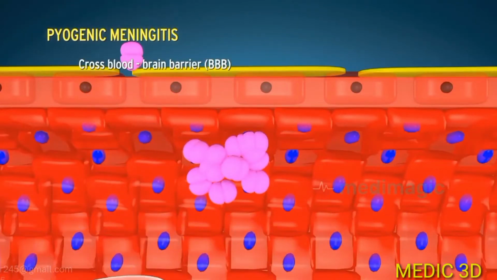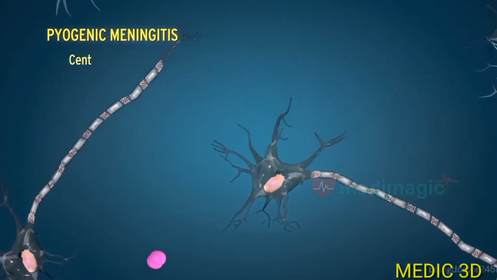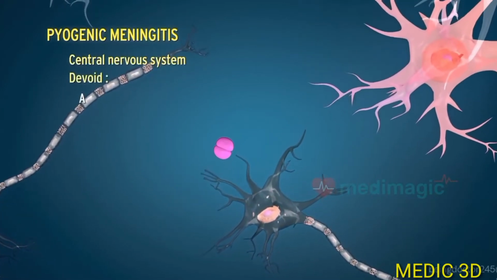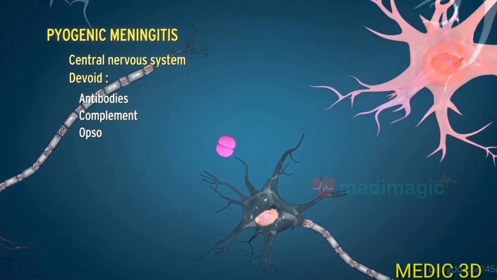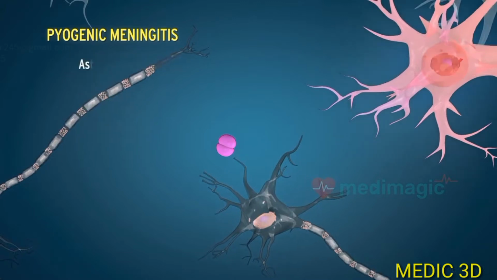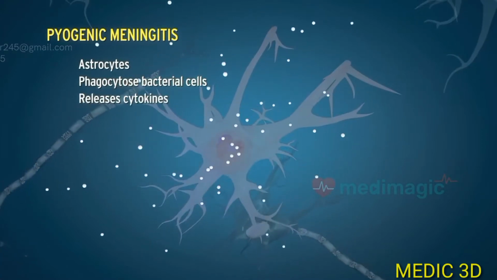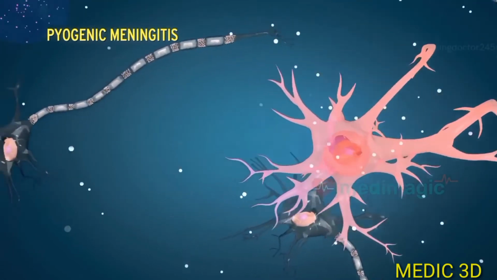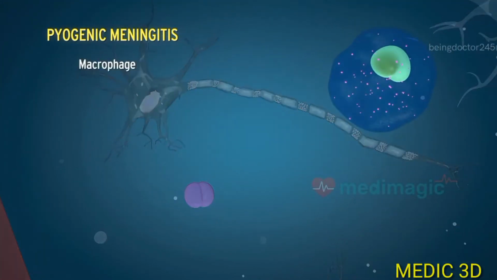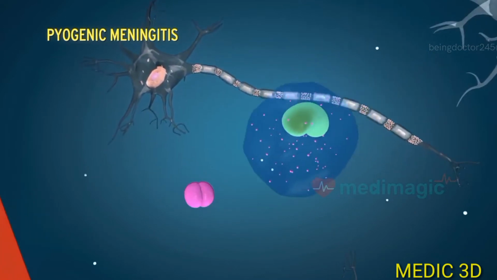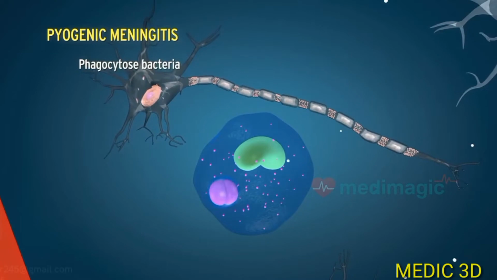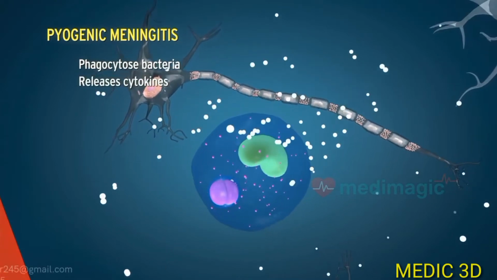They cross the blood-brain barrier. They now enter the central nervous system, which is devoid of antibodies, complement or opsonic proteins. Astrocytes phagocytose the bacterial cells. This process releases cytokines. Macrophages may also enter the CNS from the blood. They also phagocytose bacteria. This also releases cytokines.